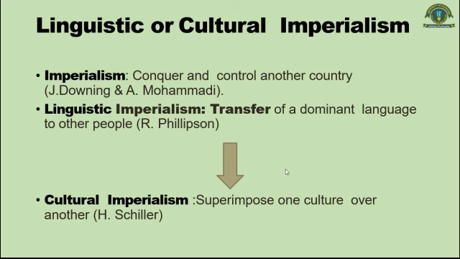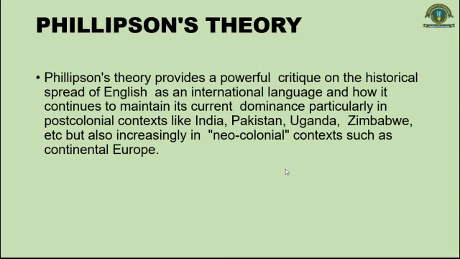Just as the United Kingdom has done, they have conquered different parts of the world. They have conquered parts of Africa. They have conquered and controlled Australia, New Zealand, America, here in the subcontinent. So they have conquered the country, controlled it administratively, and they have transferred their English language to the people of that country. The third one is cultural imperialism, that is to superimpose one culture over another culture.